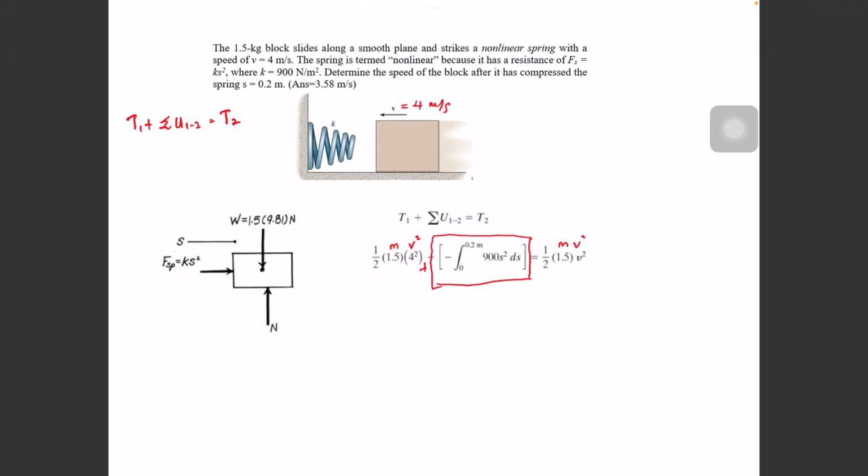If we remember from our last lecture, the work done by a spring is negative half k x squared. That is if the spring is linear, constant. If it is not, you have to integrate the spring force to get the work done.